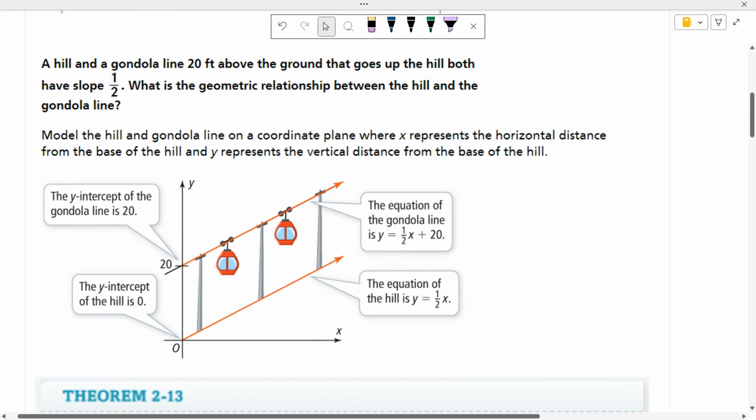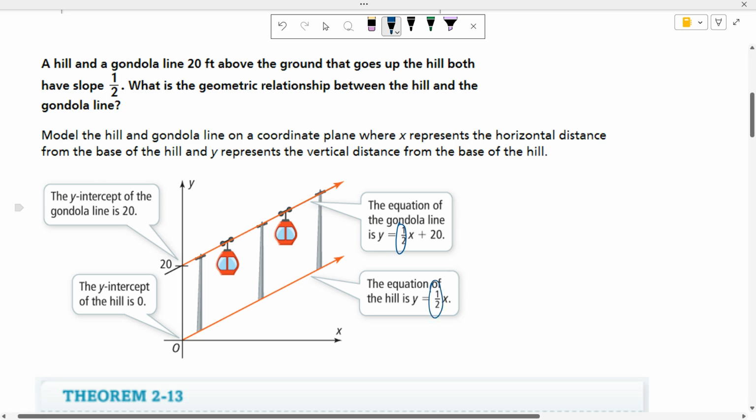A hill and a gondola are 20 feet above the ground, and they both go up this hill at the same rate. So the hill is perfectly going at that slope. For every 1 foot you go up, you go 2 feet over. 1 foot up, 2 feet over, and so on. And then the gondola line also is 1 foot up, 2 feet over, but it's 20 feet above the ground. Okay, so what do you notice about their slopes?